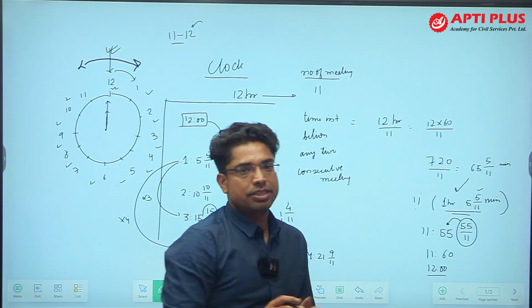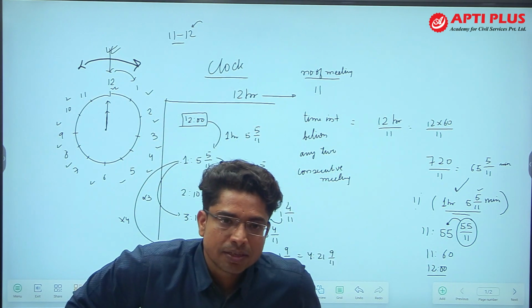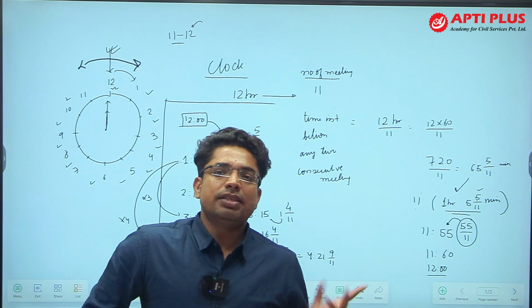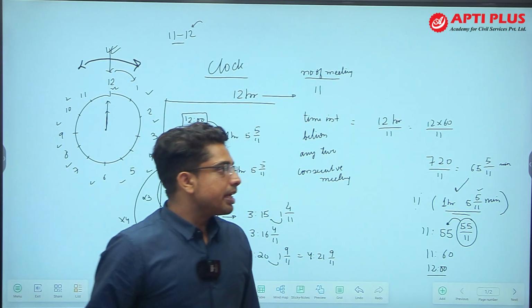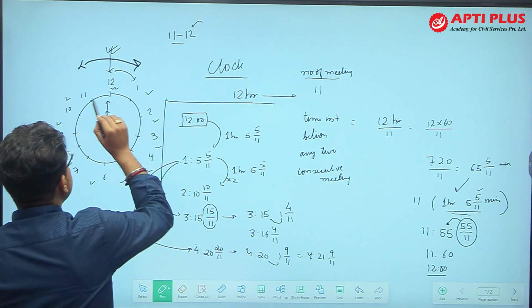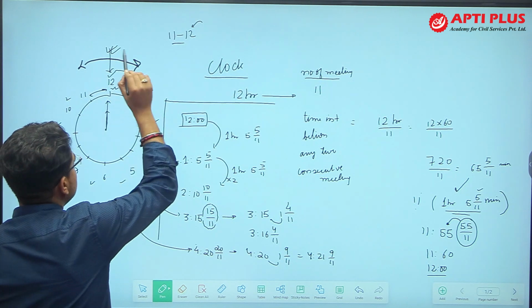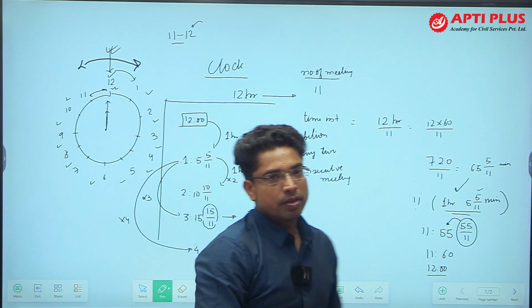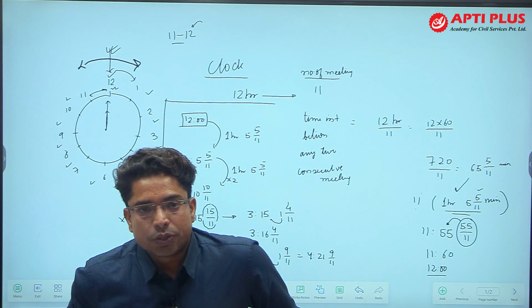11:60, 11 hours 60 minutes, isn't it equal to 12 hours or 12 o'clock sharp? So that is what we have, right? So the meeting does not happen anywhere between 11 and 12, but happens at 12 sharp. So this is something that we need to know.